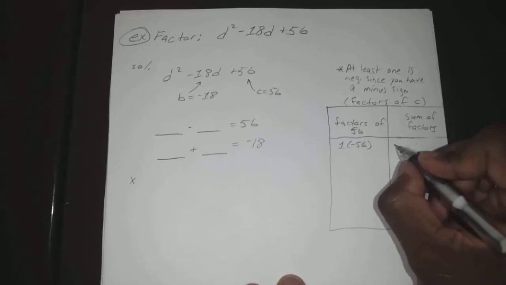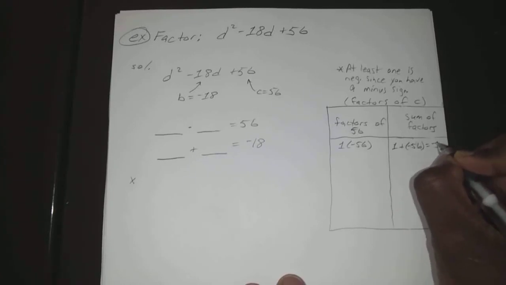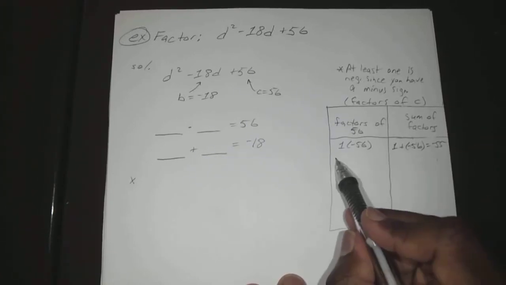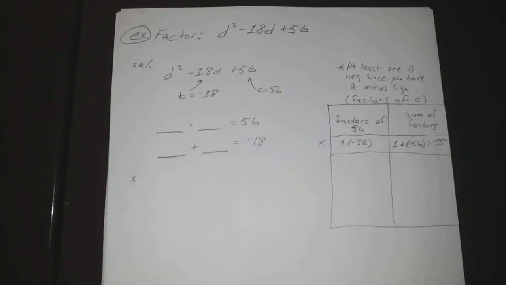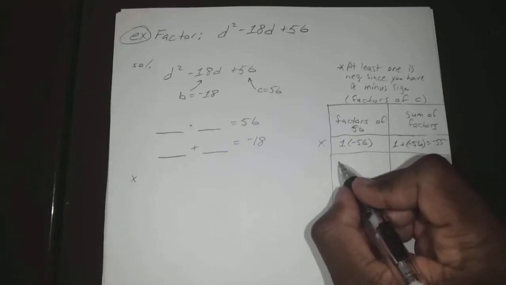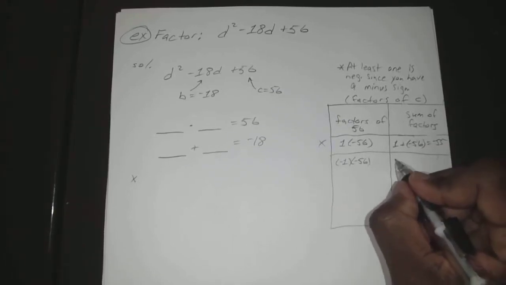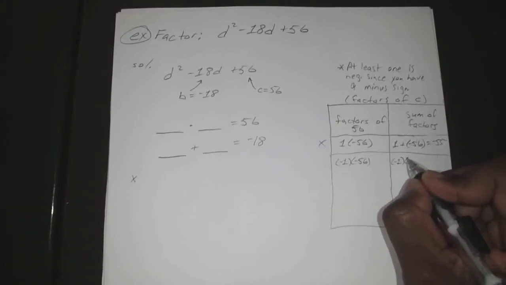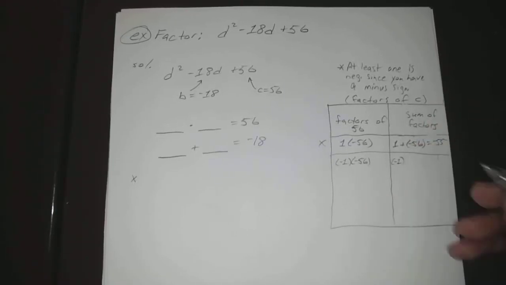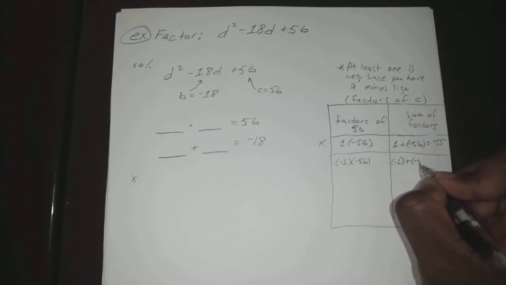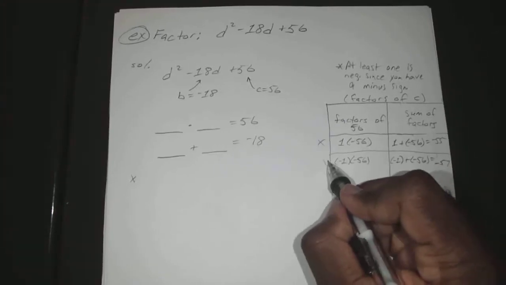Alright, so we know that 1 plus negative 56 is negative 55, so we know we're not going to use that one, because we're looking for negative 18. And even if you switch them around and made it negative 1 times negative 56, negative 1 plus negative 56 still won't give us what we're looking for. That would be negative 57, which again is wrong.